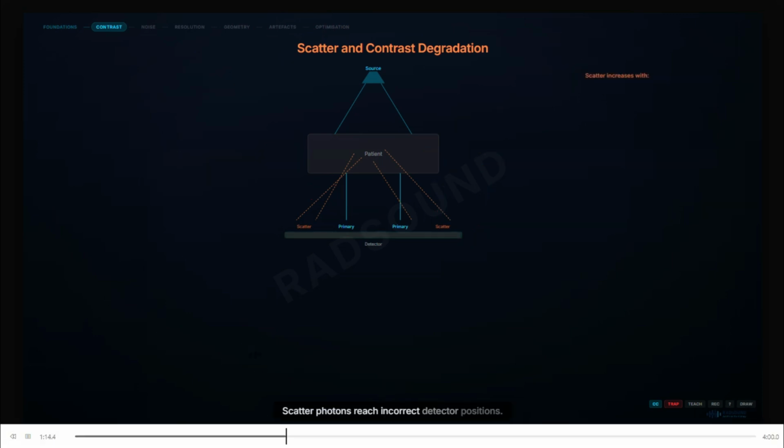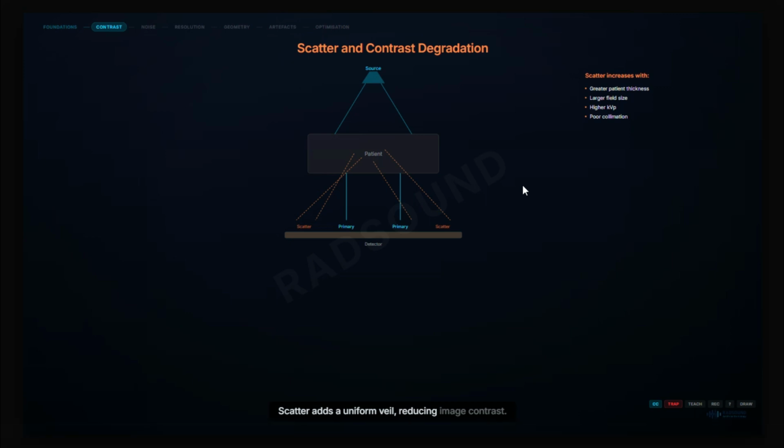This is the main illustration of scatter. So what are the factors affecting scatter? The main factors, as we mentioned, include the size of the body. If the patient is large, or the body part is larger, that will increase scatter. Using high kVp will also increase scatter, while sometimes decreasing subject contrast.